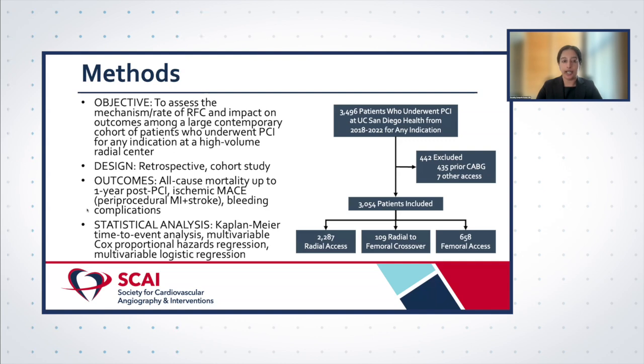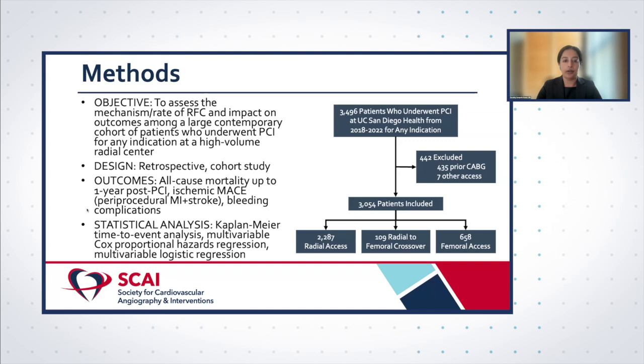We identified 3,496 patients who underwent PCI at UC San Diego Health from 2018 to 2022 for any indication. We excluded 435 patients that had prior CABG and 7 patients that had alternative access sites. And thus our final cohort was comprised of 3,054 patients.